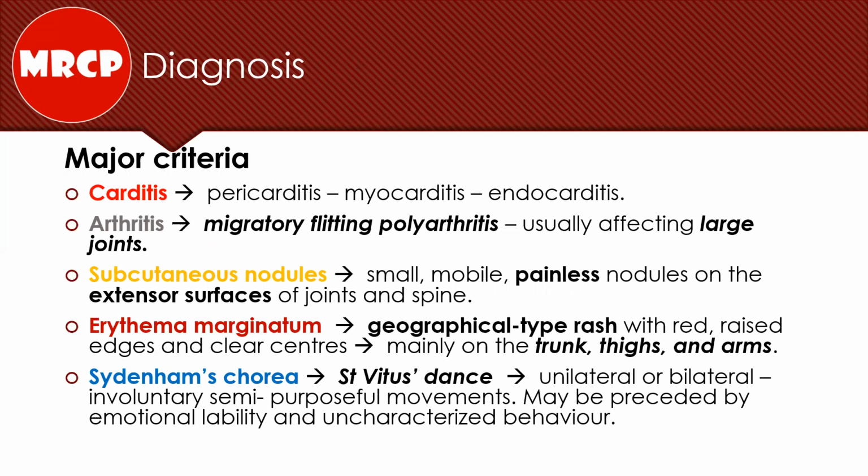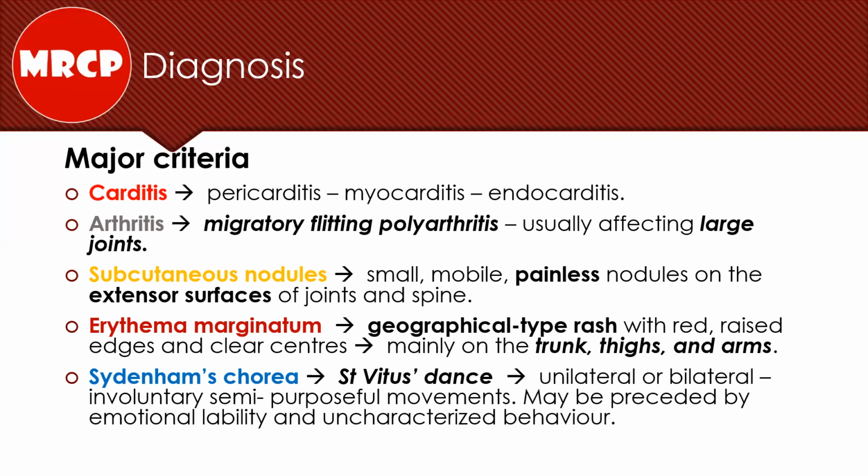Carditis means there is an affection of either the pericardium, so this is pericarditis, or the myocardium, so it's myocarditis, or the valve tissue, so it's endocarditis. All the heart layers can be affected in a patient with rheumatic fever, and we call it pancarditis.